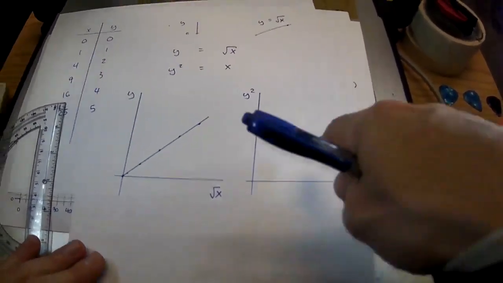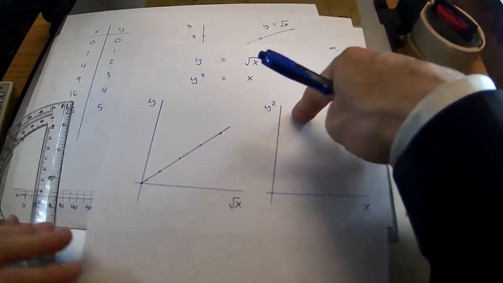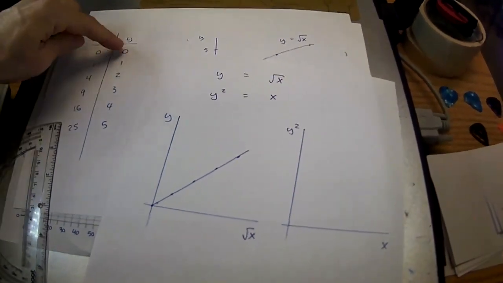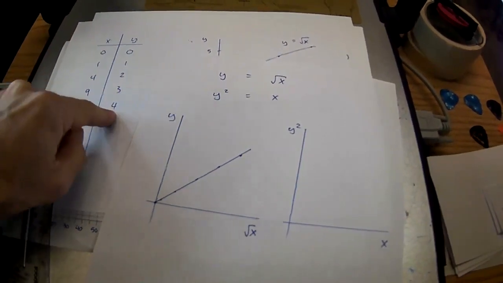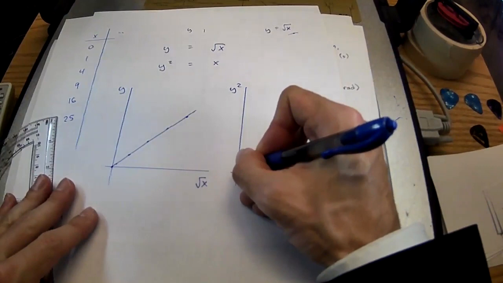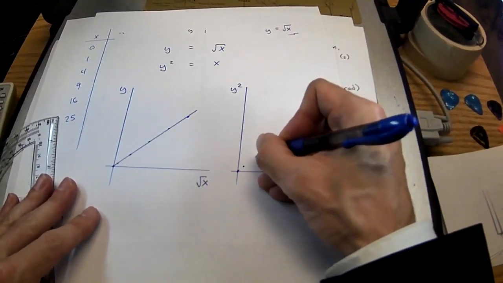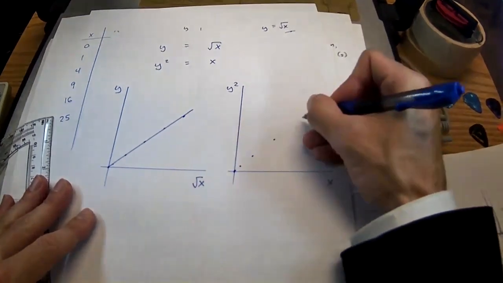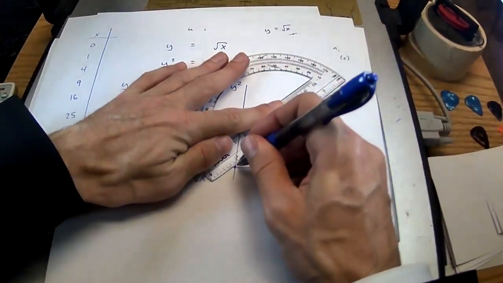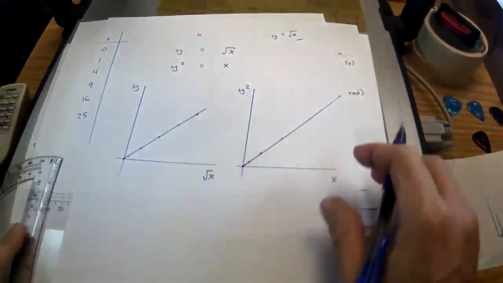Alternatively, if you want to square the entire y column, go back to this table: 0, 1, 4, 9, 16, and 25. So the numbers would still match, just in a slightly different way: 0, 0, 1, 1, 4, 4, 9, 9, 16, 16, 25, 25. It would be kind of spread out, but it would still lie on a straight line.